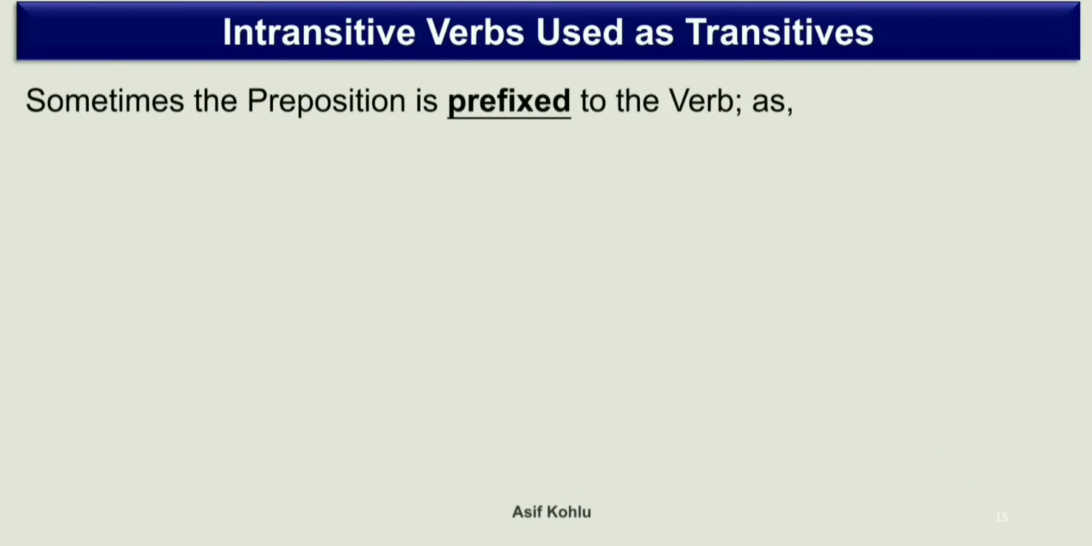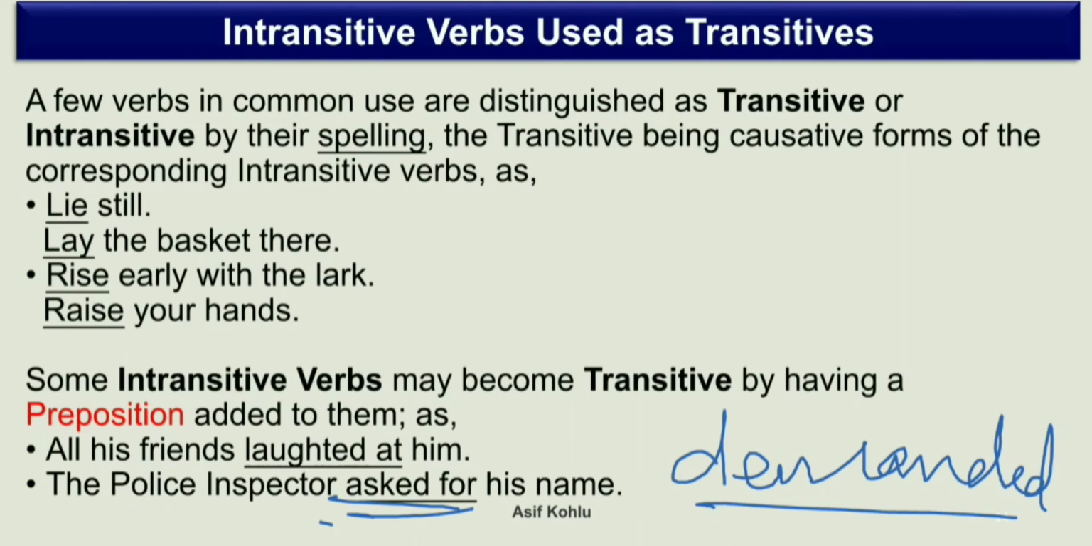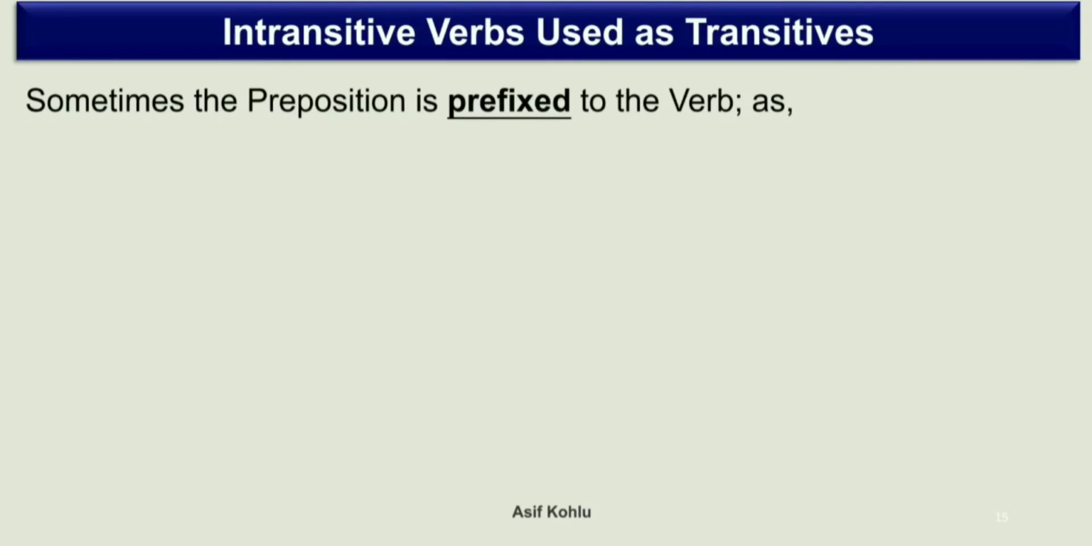Next thing is sometimes the preposition is prefixed to the verb. As earlier we learned that when a preposition is added after some intransitive verbs, they become transitive verbs. But now we are learning about some verbs that have a preposition before them. Prefixed means when a preposition comes before the verb or is attached to the verb, it gives a transitive meaning, and it is used as a transitive verb.